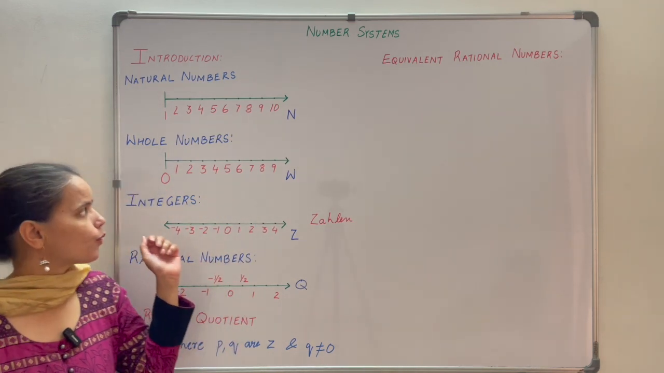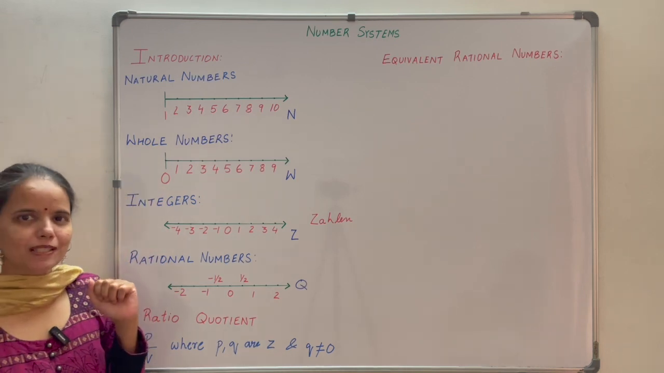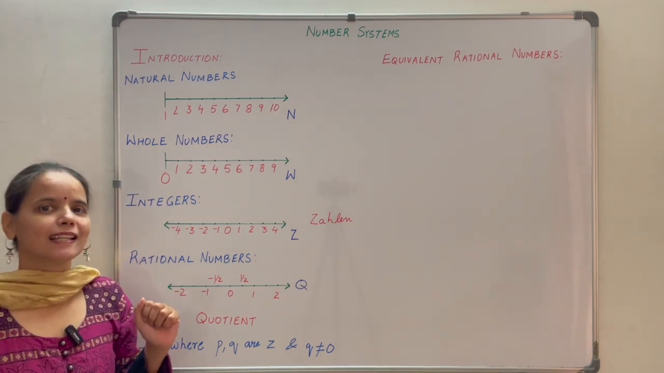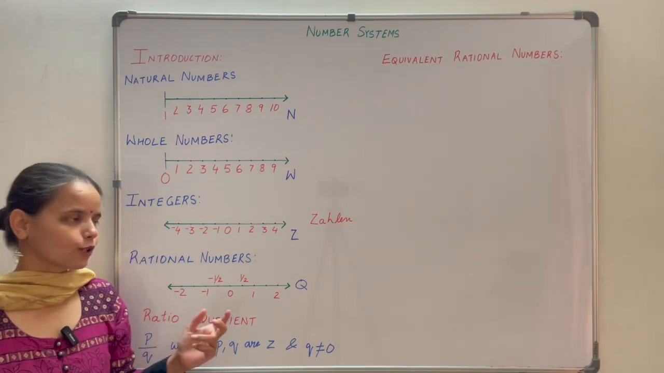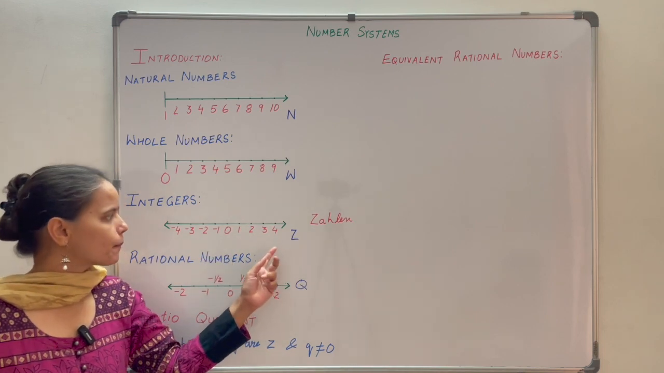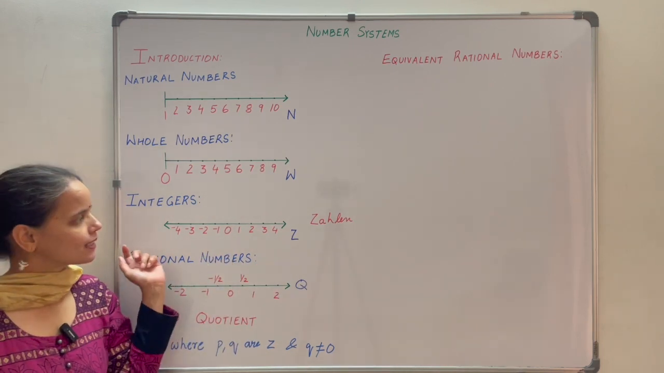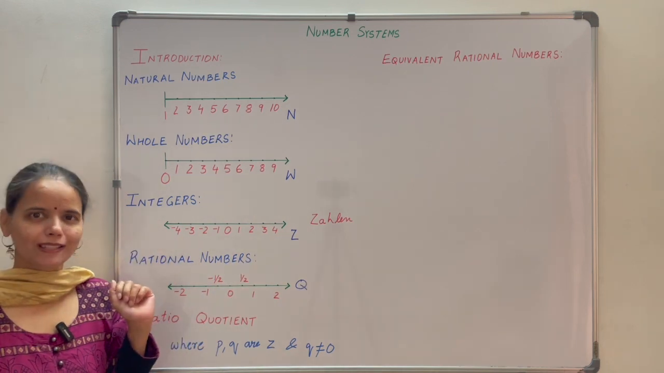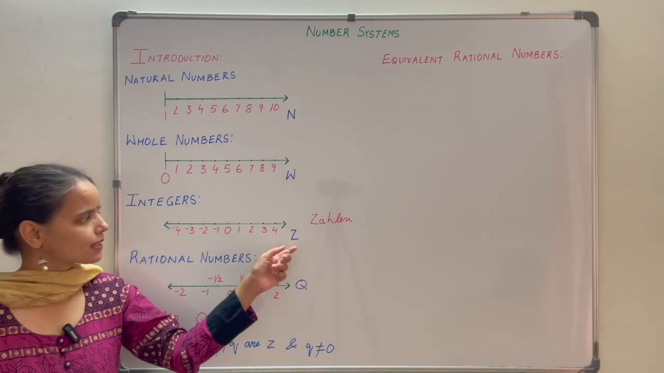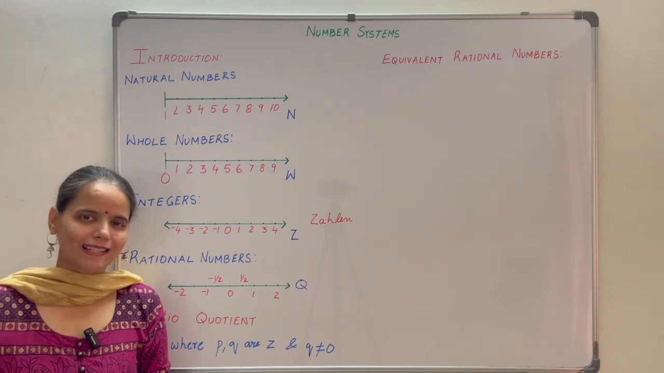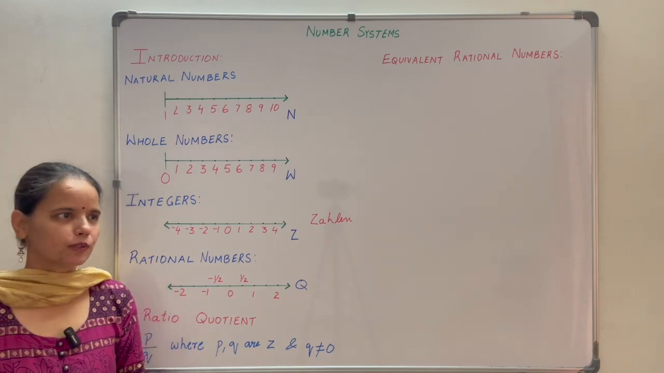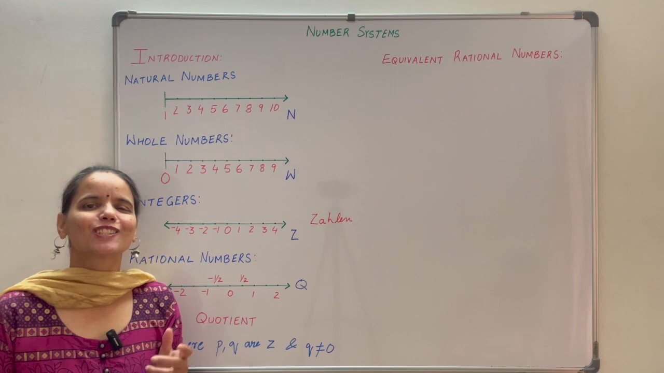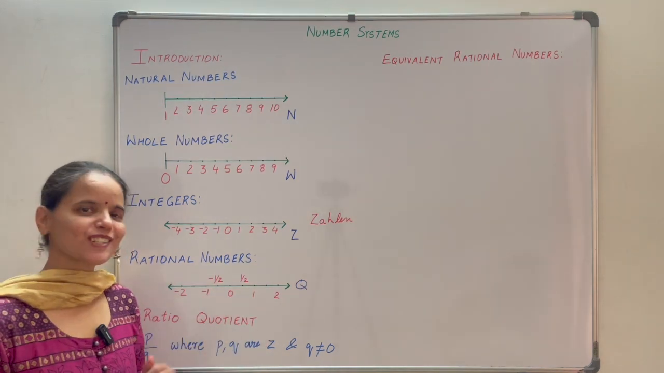In the collection of whole numbers, when we include negative numbers as well, then it is called integers. So integers consist of 0, positive numbers and negative numbers. This is the number line for integers. It goes to infinity in both the directions. It is represented by the symbol Z. Why Z? Because it has come from the German word zählen, that means to count.